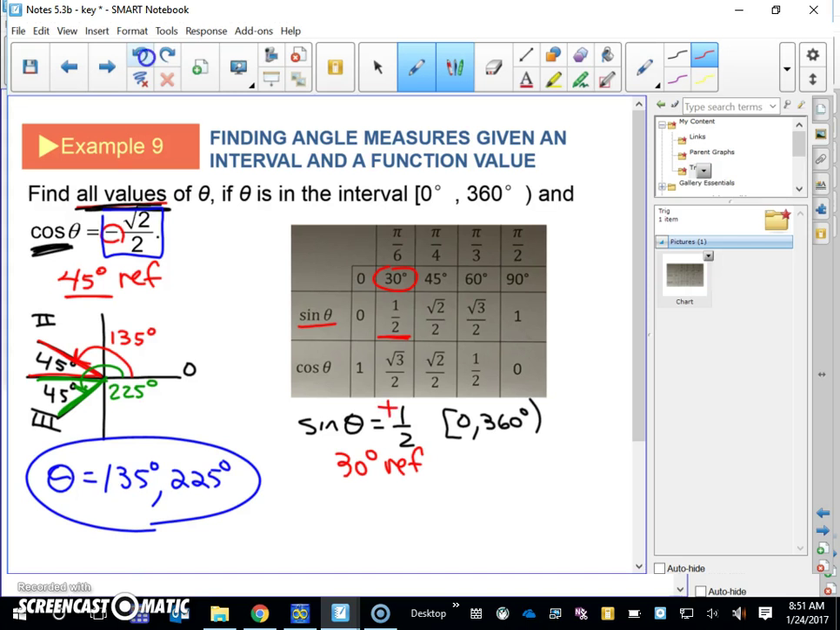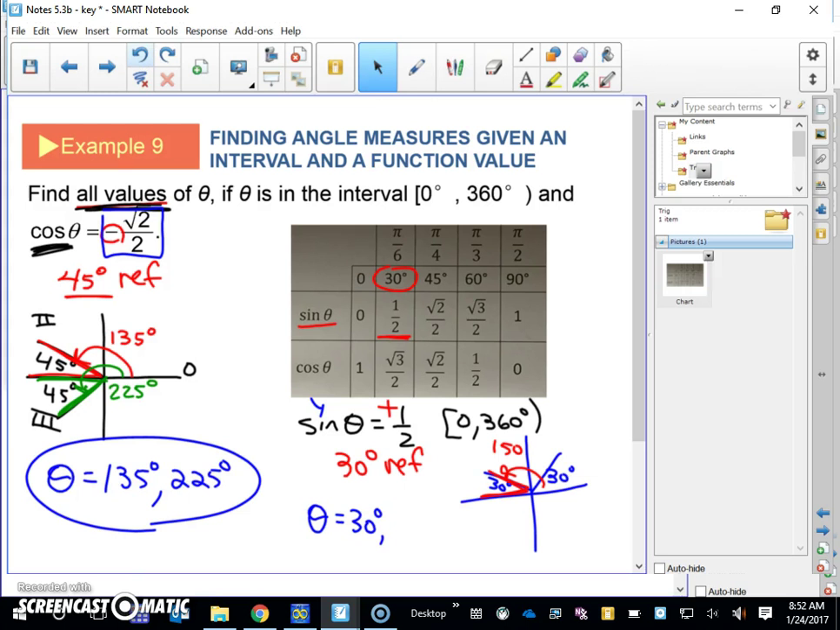Notice how this was a plus. That's a positive 1/2. And so when you think about your xy axis, think about where those sine values or those y values are positive. Where is that? Quadrants 1 and 2. And so what we would have is a 30-degree reference in quadrant 1 and quadrant 2. So quadrant 1 is easy because quadrant 1 just is what it is, 30 degrees. Quadrant 2 is a little bit harder because you have to think about how far off the x-axis it is. Well, it's 30 degrees off, so that means this must be what? 150. You've got two answers here, 30 degrees and 150 degrees.